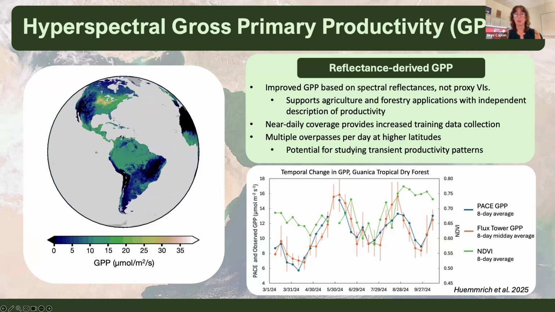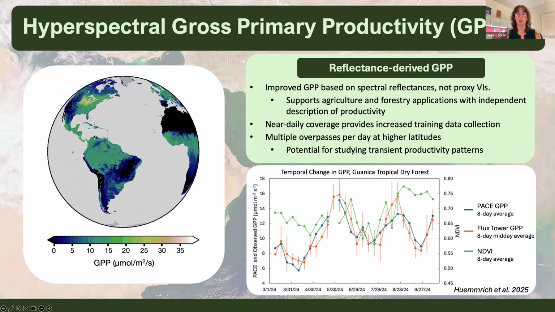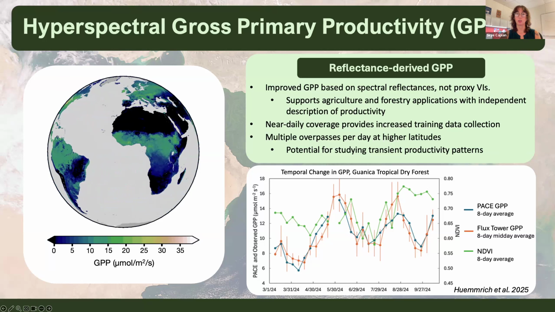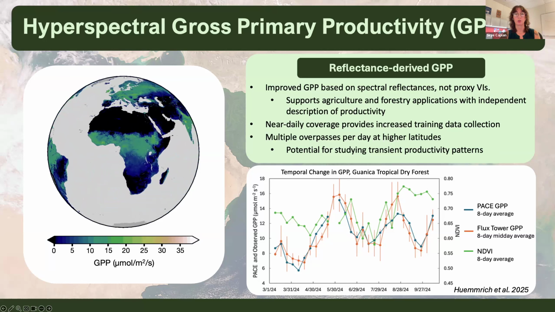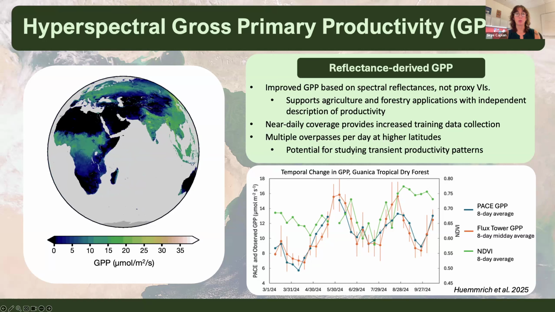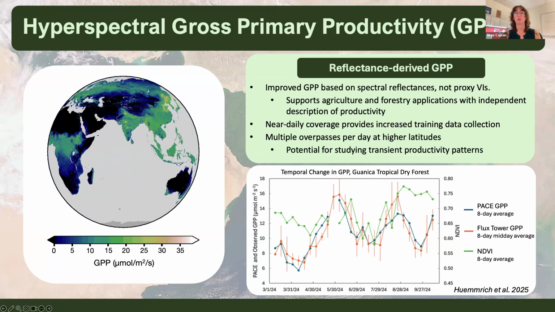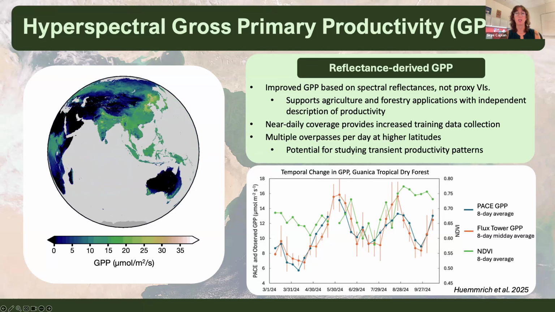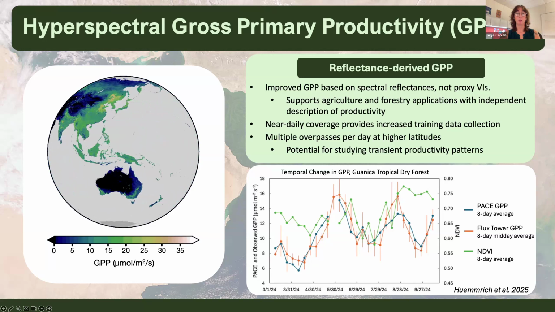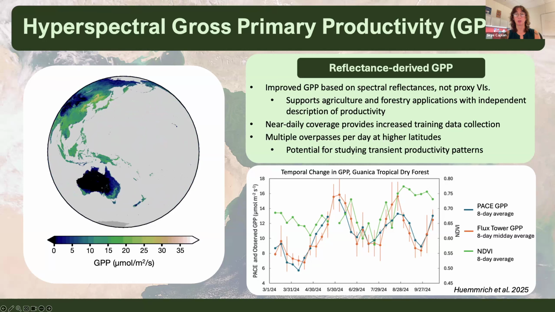So the plot on the lower right of this slide shows the quality of the retrieval that we can get when we have a good set of training data and focus in on a vegetation type. So in this case, the Guanica tropical dry forests in Puerto Rico. We can see just by looking at the orange and blue lines that PACE's GPP retrieval follows very closely to the in situ GPP from the flux tower on the site, while the green line of NDVI is really missing a lot of those early and late season dips in productivity.